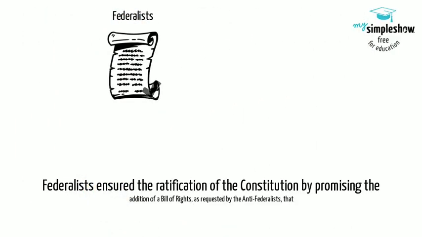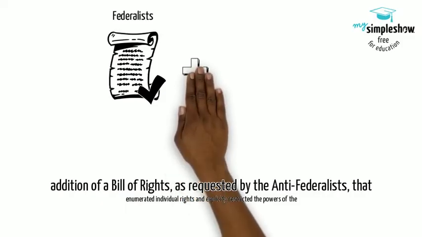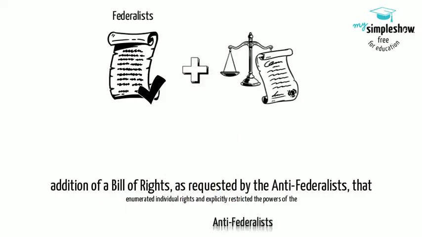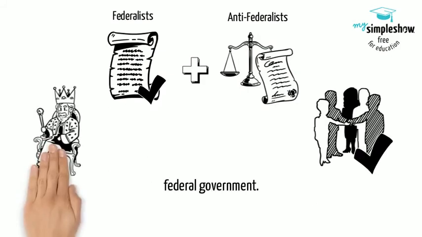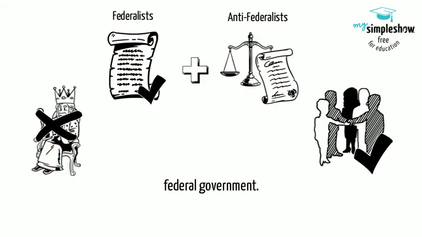Federalists ensured the ratification of the Constitution by promising the addition of a Bill of Rights, as requested by the Anti-Federalists, that enumerated individual rights and explicitly restricted the powers of the federal government.